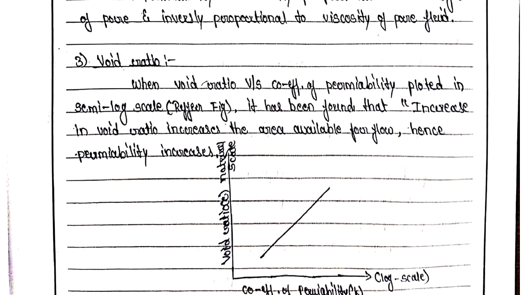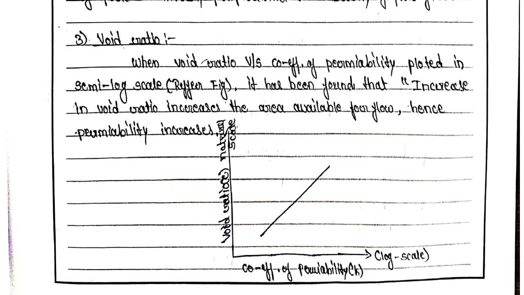Next, void ratio. When we plot void ratio on the y-axis and coefficient of permeability on the x-axis on a log scale, we get a linear graph. So we can say that an increase in void ratio increases the area available for flow, hence permeability increases. So I can directly say that void ratio is directly proportional to permeability. As void ratio increases, the permeability also increases. The proof for that is this particular graph.